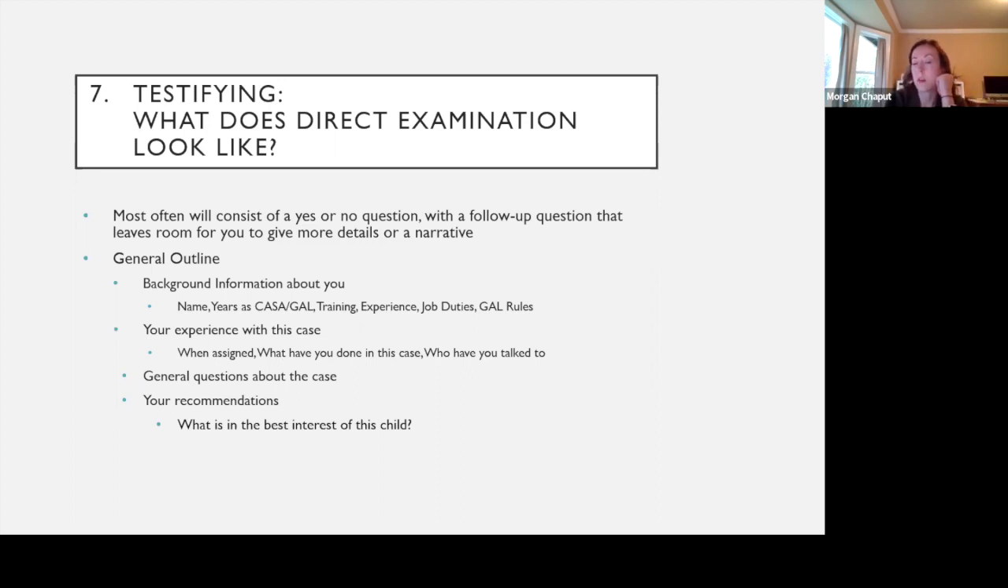Most often the questions are going to be some sort of yes or no question, and then, like I said, a follow-up question that gives you some room to give more details or a more specific kind of narrative answer. So here is a general outline of what they're going to talk to you about. They'll probably start by asking some basic information about you. That is your name, your years as a guardian ad litem or advocate, and what kind of training you've done.